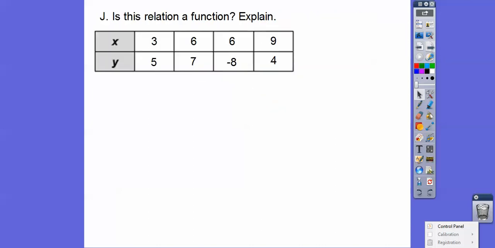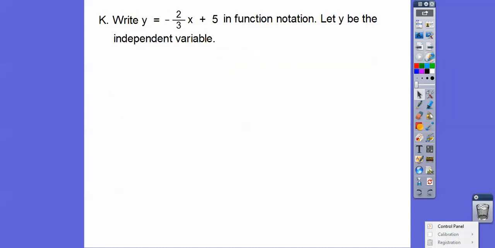All right, is this relation a function right there? So look to see if there's any x's repeating. 3 goes to 5, 6 goes to 7. Uh-oh, 6 goes to negative 8. Okay, so right here, because 6 goes to two different outputs, it's not a function. So no, it's not a function, okay?